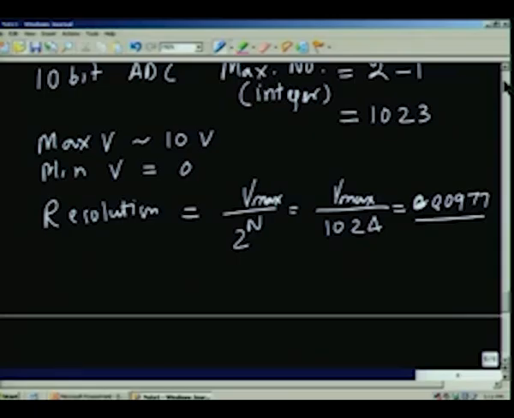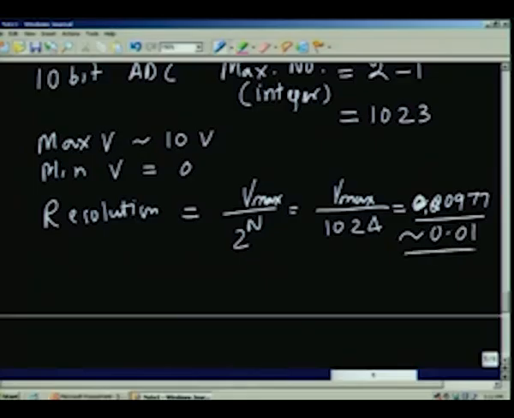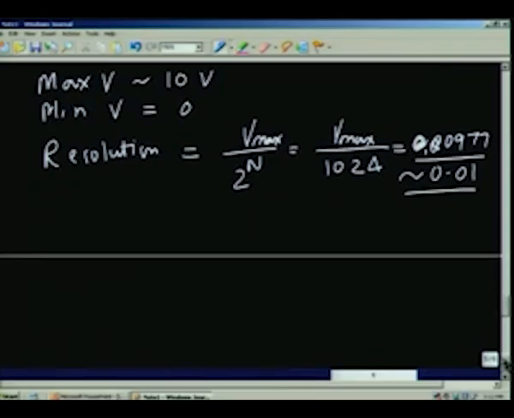I am dividing the range by 1024, this is 10 divided by 1024, it will be 0.0097, which is roughly equal to 0.01. Actually, we can make it exactly equal to 0.01 if I choose this 10 volts a slightly higher value, which will be nothing but 10.24, if I take, you will see that it becomes exactly equal to 0.01.